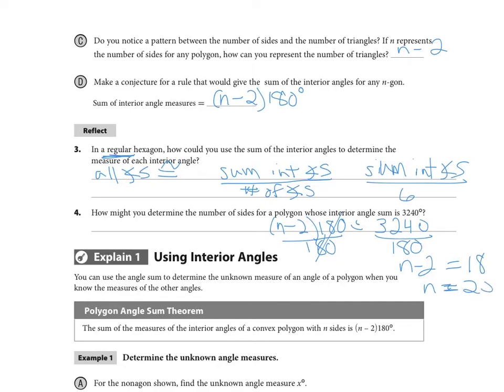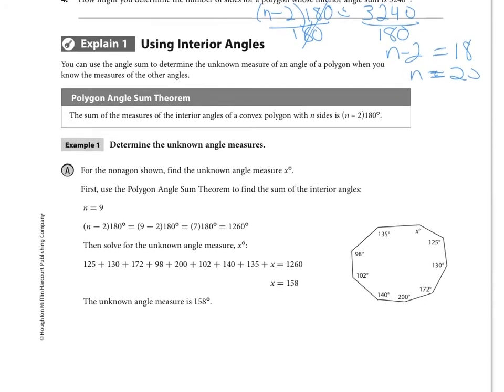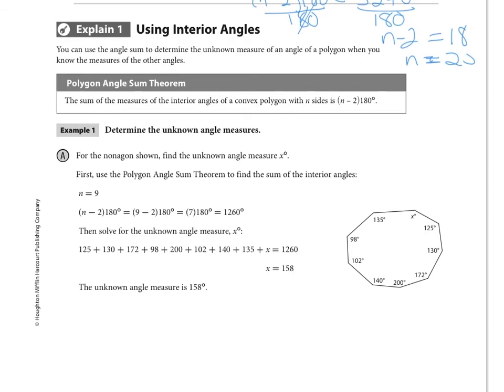Okay, so now what we're going to do on page 315 here, we've already talked about how to come up with this polygon angle sum theorem, super important, make sure you highlight it. But what we're going to do is start using it and finding missing angles in some figures, okay? So in part A, it says for the nonagon shown, now first off you should know that a nonagon is a word that means 9 sides. Find the unknown angle measure x.